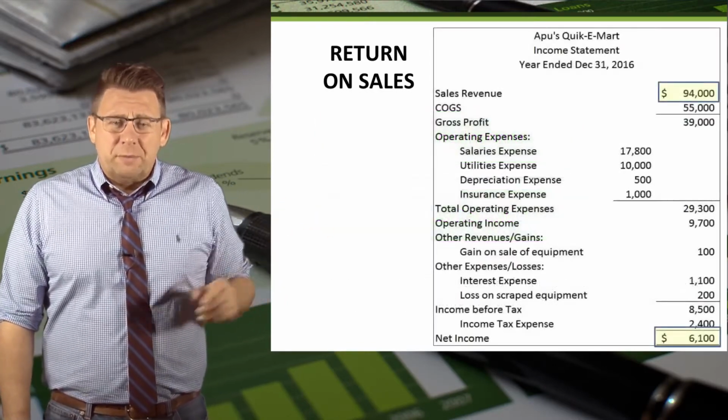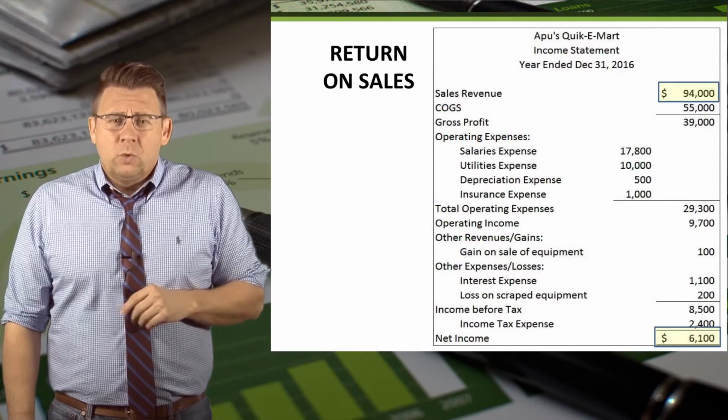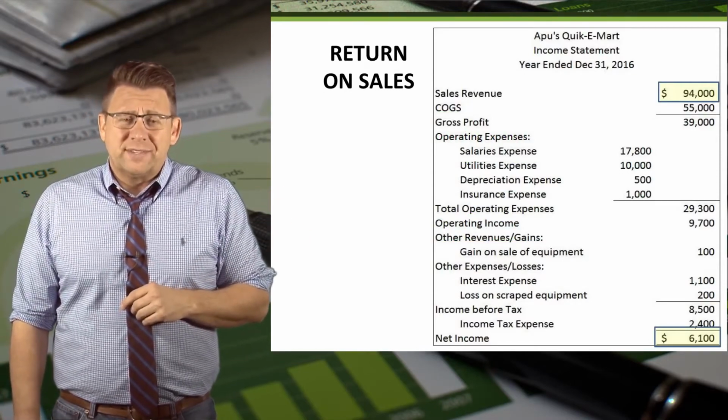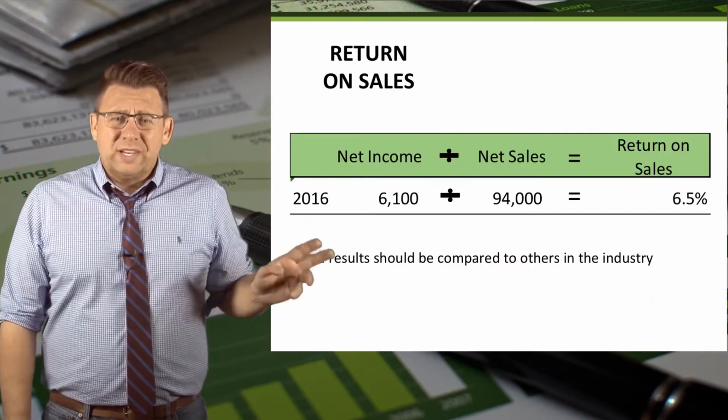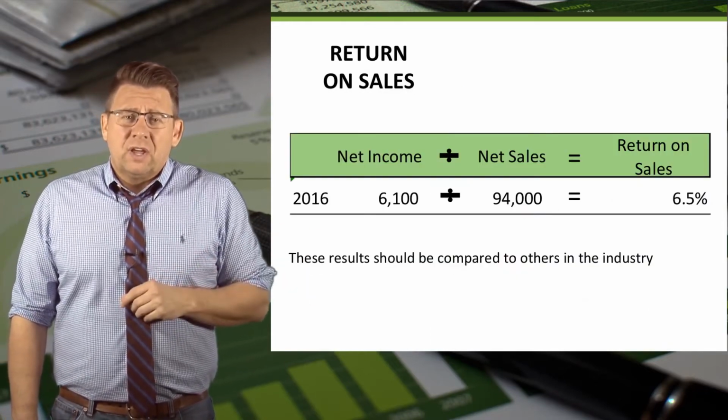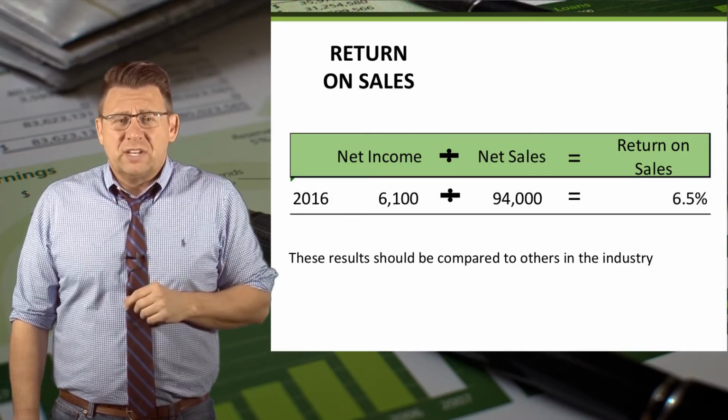Here is an income statement from our sample company. We'll use the highlighted net sales and net income to determine the return on sales. For 2016, net income divided by net sales revenue gives us a return on sales of 6.5%.